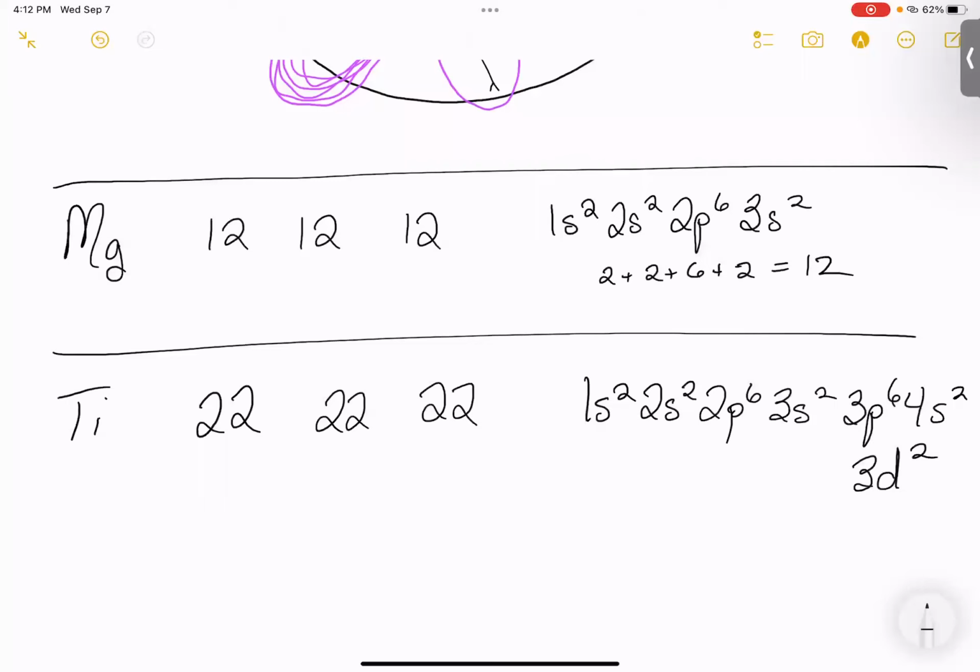So it is in period 4. 4 minus 1 is 3, so it should be the 3d's. That's why I wanted to do that one, because I catch somebody all the time. You've got to remember, this is 1 less than the period number for the transition metals.